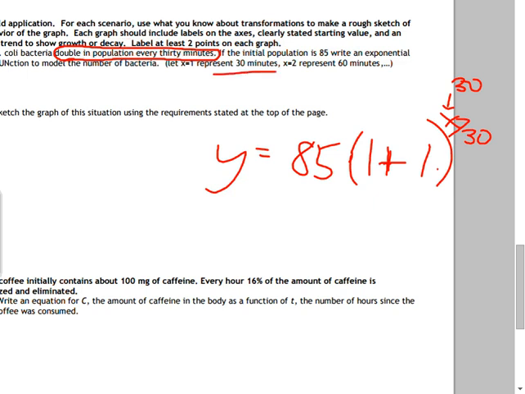If it's in 30 minutes, then, oh, you know what? I'm sorry. They made it easy for you. You don't have to do it that way. My bad. It says right here, let x equals 1 represent 30 minutes. So that means x equals 1 is like a set of 30 minutes. So then this is just plain old to the power of x.